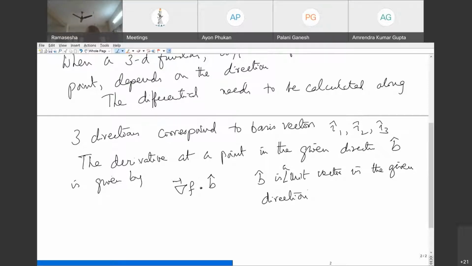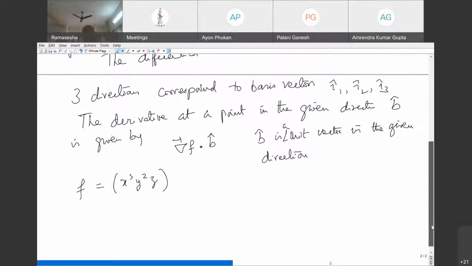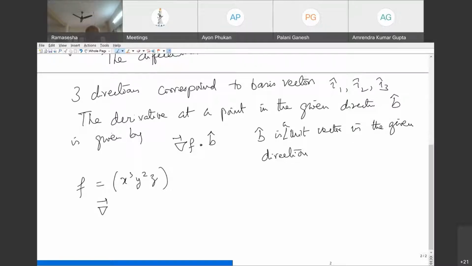So this is what we basically were mentioning about gradients. And I said that, supposing I give you a function like f is equal to x cubed y squared z. So this is a function which depends upon x, y, and z. So the grad f of this will be 3x squared y squared z times I1 plus 2x cubed yz times I2 plus x.